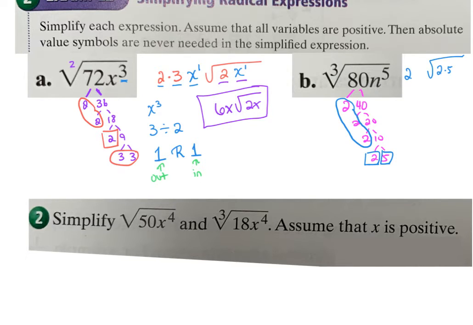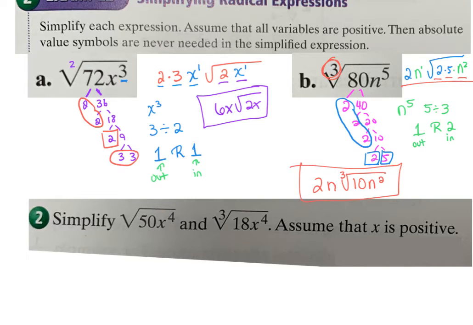All right, let's look at my n's, into the 5th. So I'm going to say 5 divided by 3. How many times does 3 go into 5? 1, and my remainder is 2. So this is what comes out, this is what stays in. So for my n's, I have 1 n on the outside, and I have 2 n's on the inside. When I simplify this, 2 times n, that's 2n. On the inside, 2 times 5 times n squared, that is 10n squared. And make sure you put your index there, 3. And so this answer would be 2n cubed root of 10n squared.